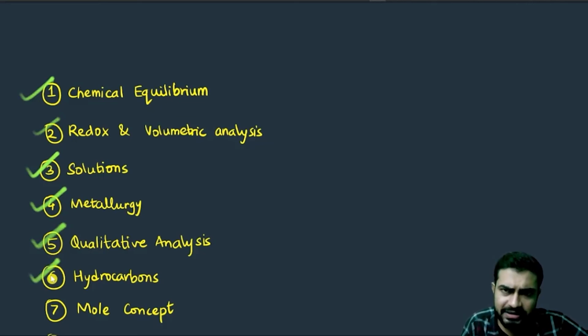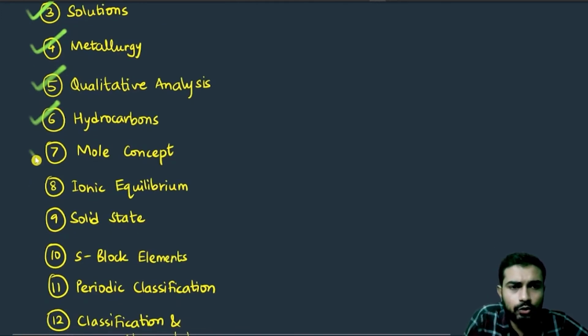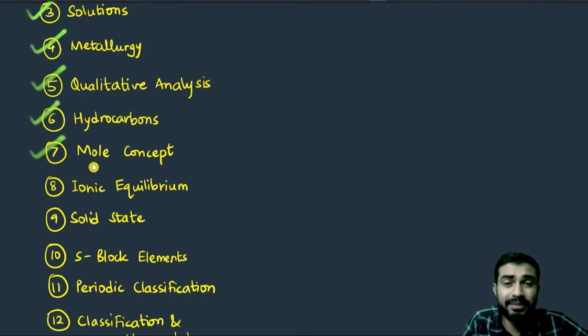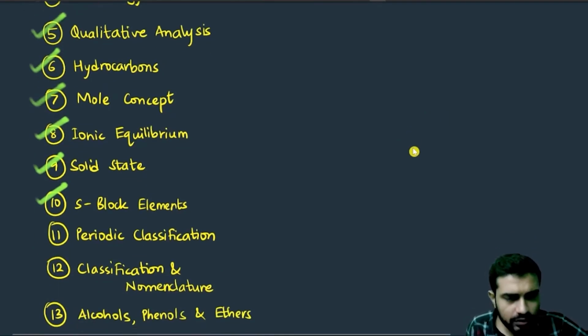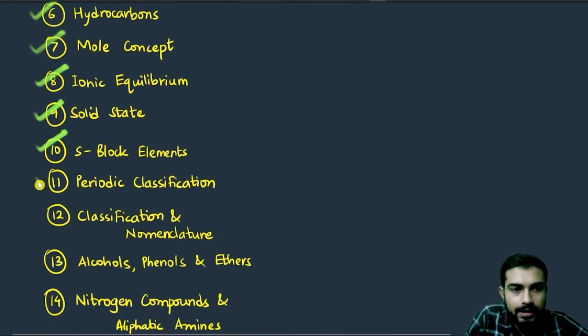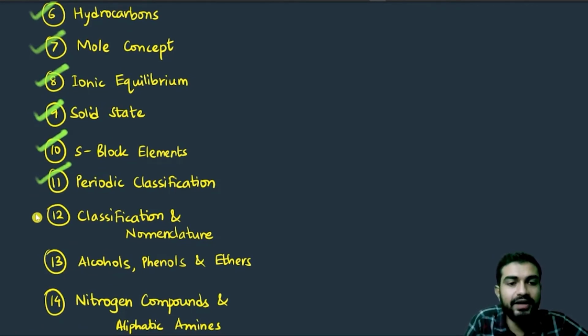We can say hydrocarbons carry low weightage. Then coming to mole concept or some basic concepts of chemistry, this also carries less weightage. Ionic equilibrium, although we can expect questions sometimes, carries low weightage. Solid state does not carry very high weightage, it has low weightage. Then S block elements, also low weightage. Periodic classification also carries low weightage.